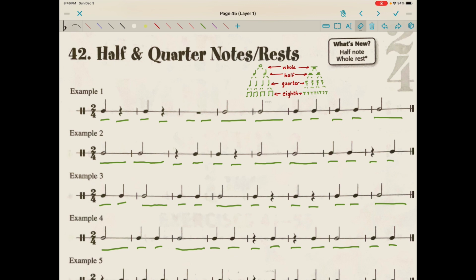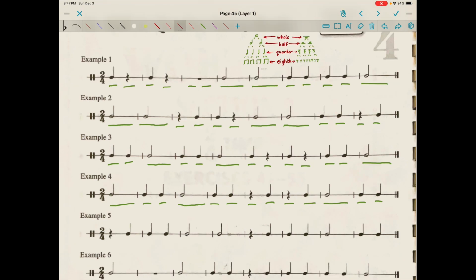Moving to exercise 42 in the 2-4 section of our book, we'll be beginning with example 5. As always, we'll begin by interpreting the time signature. The top number of the time signature tells us that there are 2 beats per measure. And since the top number is a 2, a 3, or a 4, we know we're in simple time, in this case, simple duple time. The bottom number of the time signature tells us that a quarter note is our 1 beat or pulse note.